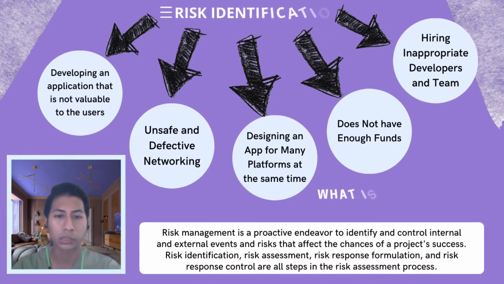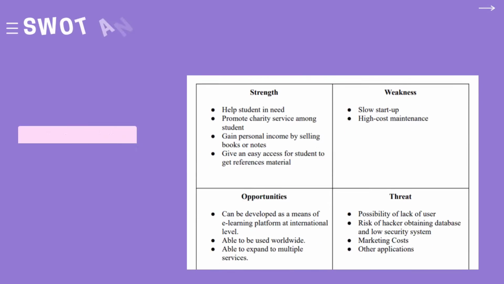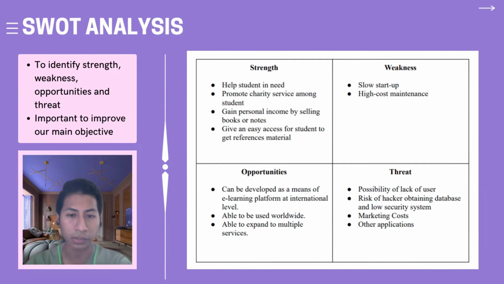We managed to hold a discussion for risk identification related to our BOOKSNOTE app project, which consists of: first, developing an application that is not valuable to the users; second, unsafe and defective networking; third, designing an app for many platforms at the same time; fourth, insufficient funds; and the last one is the risk of hiring inappropriate developers and team.